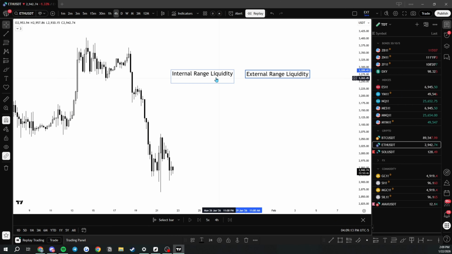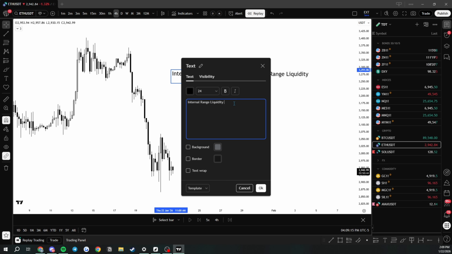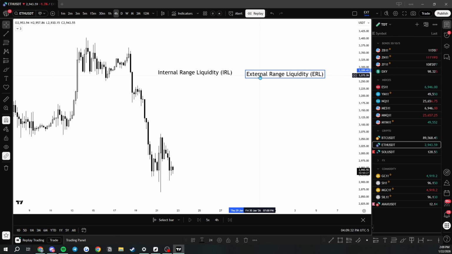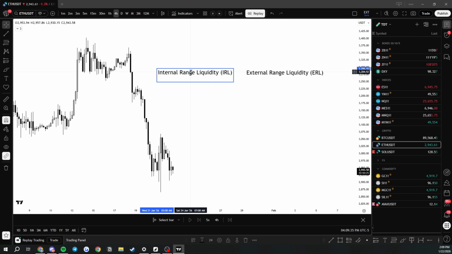So, for short, we call this IRL. And if you're French, I would probably stick to calling it the other things I'm going to show you right now because I know the French, they have the I's and the E's flipped. So we have internal range as IRL and external range as ERL, right?